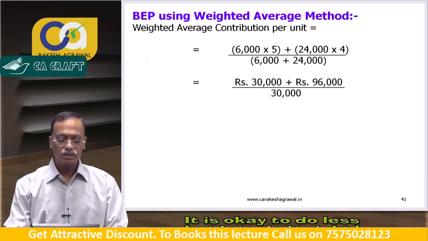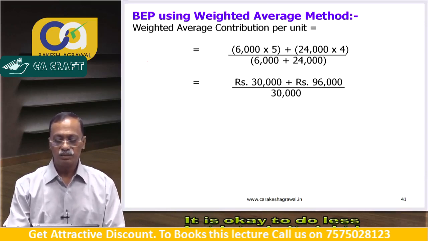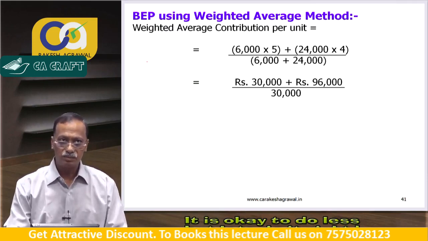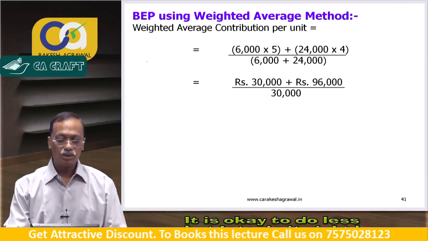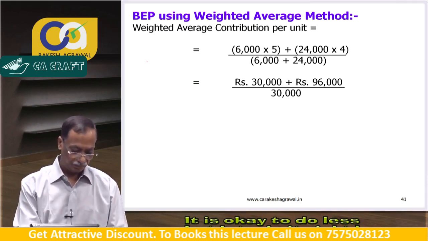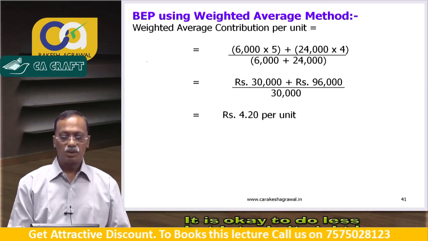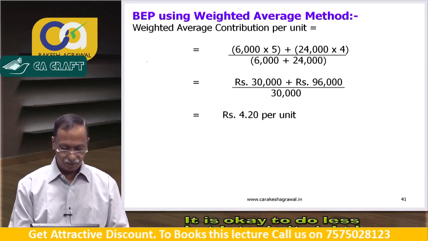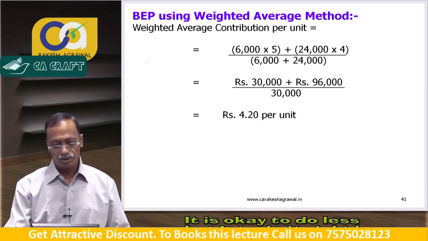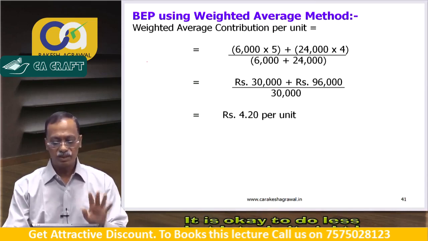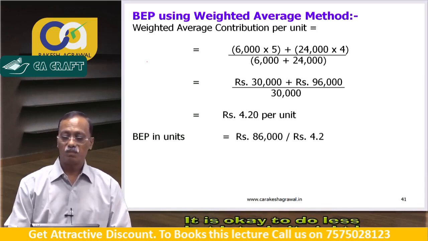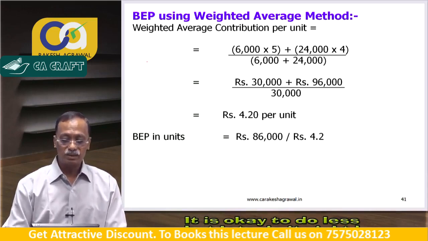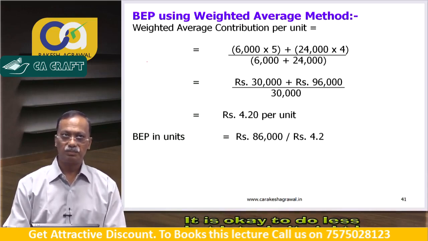So the numerator is 30,000 plus 96,000, divided by total units 30,000. Calculation part you should be ahead of me. So it will be rupees 4.20 per unit, correct? Weighted average contribution is 4.20 per unit. Now just fixed cost divided by this. So you'll get BEP in units is equal to 86,000 divided by 4.2.